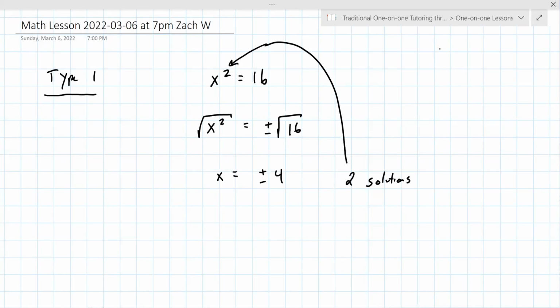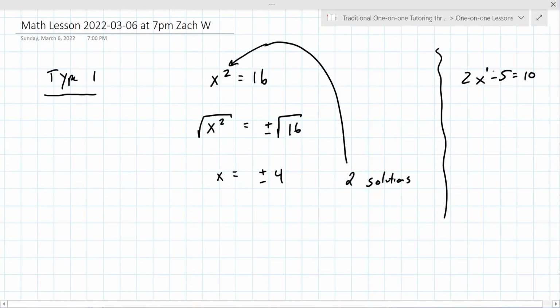Do you remember at some point in the past, 2x minus 5 equals 10? What's the exponent on the x? Guess how many solutions this has? One solution. So the exponent tells you how many you have.